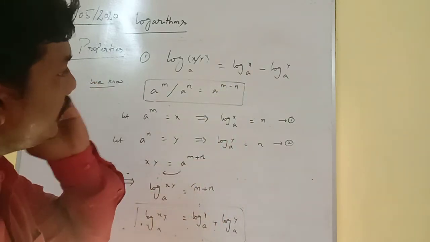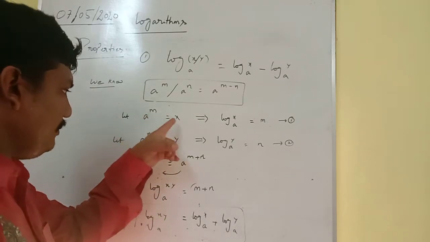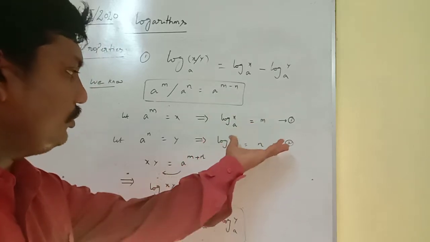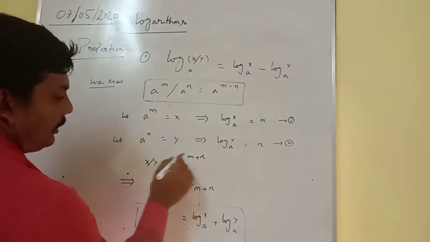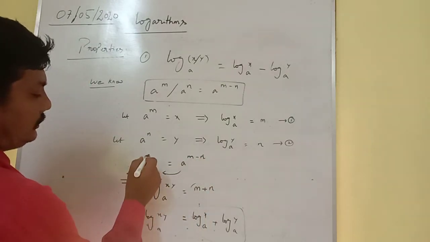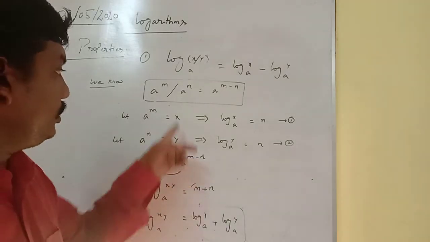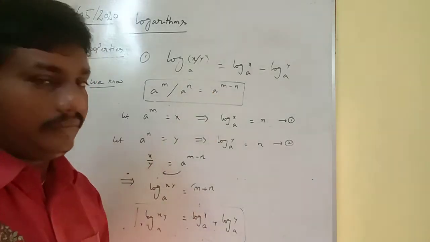For this also we are going to take the same values here. A power m is equal to x and a power n is equal to y. Then log x base a is the same up to this point. Then here the only simple condition is x by y is equal to, this is minus, because this is x and this is y, we have taken x by y is equal to a power m minus n.